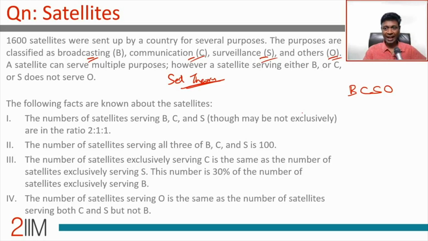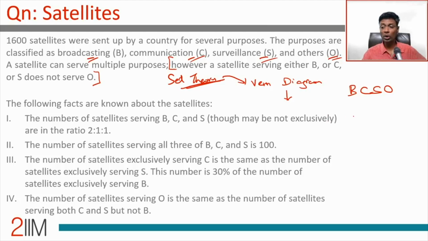However, a satellite serving either B or C or S does not serve O. So O is distinct from B, C, S. So imagine the Venn diagram. If you get this done in step 1, then you're through. If you don't get this done, then you're toast. And it's impossible if you don't get the right Venn diagram. I won't say impossible, but very difficult. This sentence right here gives you a killer Venn diagram. You've got to start with that Venn diagram. Otherwise, we are in jail.